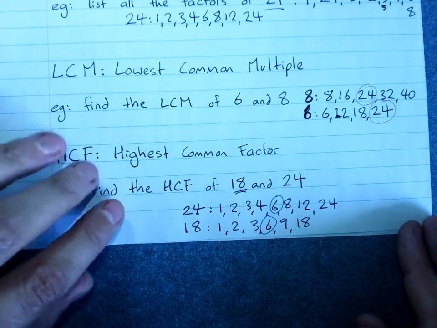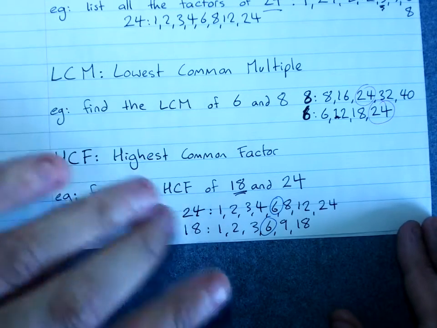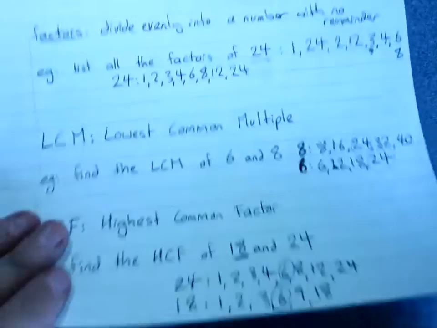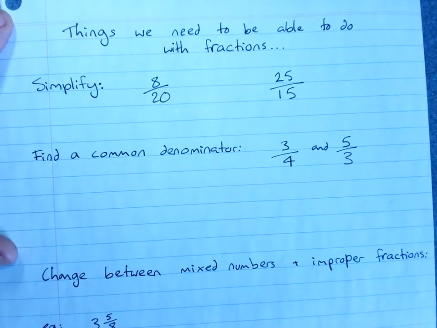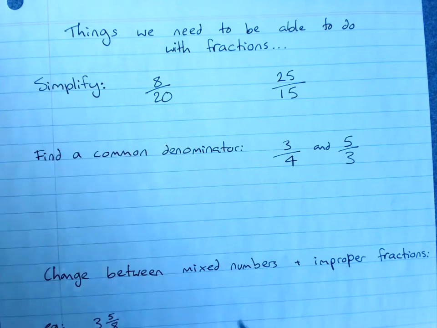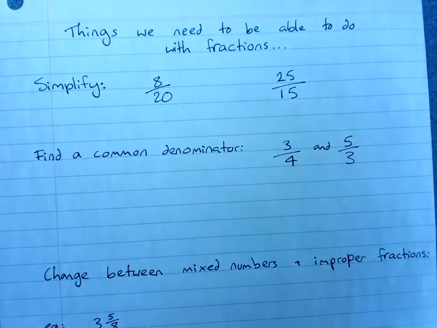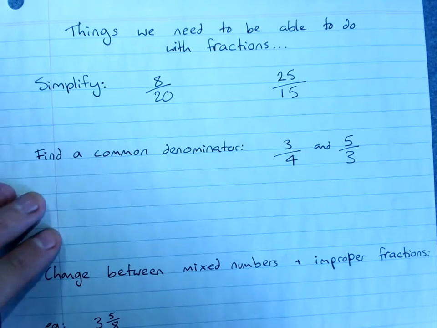And of course, if you can get the LCM or the HCF without listing everything, that's fine. I don't need to see working. So here are some things we need to be able to do with fractions. We need to be able to confidently simplify them, showing working and understanding why it works. You can do this with your calculator, but you must know why you can simplify.